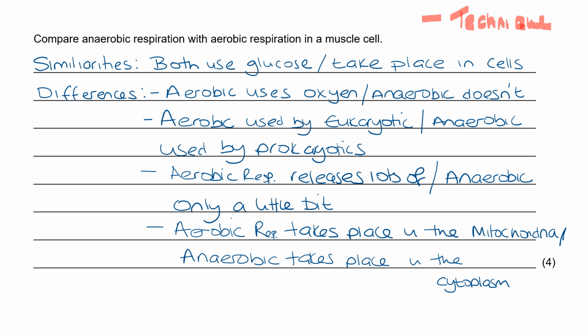Thirdly, aerobic respiration releases lots of energy, whereas anaerobic respiration only releases a little bit. And finally, aerobic respiration takes place in the mitochondria, whereas anaerobic respiration takes place in the cytoplasm. This would be the information that I would use on a flashcard if you've got time to make any of them tonight.